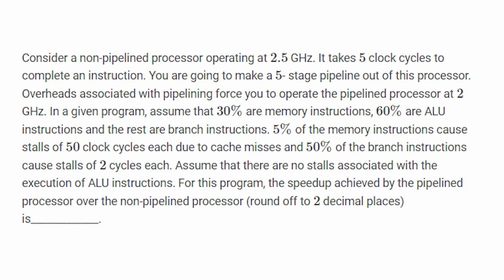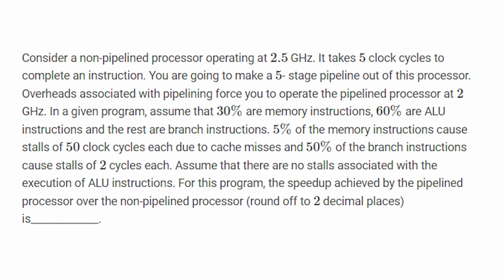In a given program, assume that there are 30% memory instructions, 60% ALU instructions, and the rest are branch instructions. 5% of the memory instructions cause a stall of 50 clock cycles each due to cache misses, and 50% of the branch instructions cause a stall of 2 cycles each. Assume that there are no stalls associated with the execution of ALU instructions.